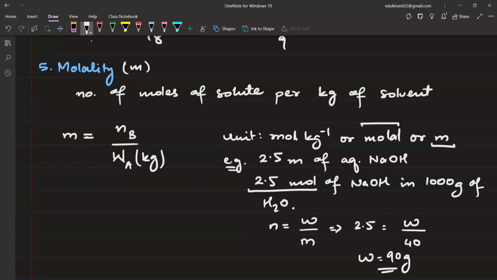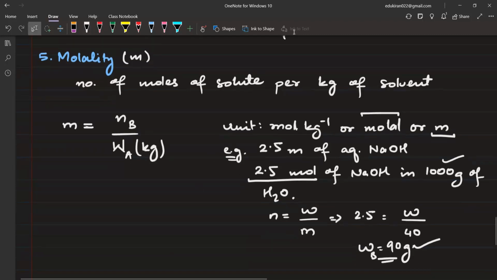So see how much information is present in this one number, 2.5 mole. You have got the mass of solvent, and you have got the mass of solute also. So you have to dissect the information like this. This is how you are going to use molality if it is given as information and not something that you have to calculate.